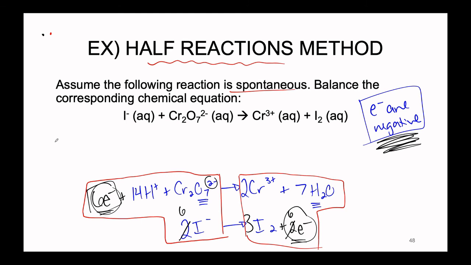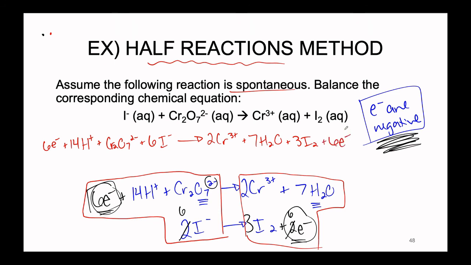So this reaction then, in other words, is 6 electrons coming together with 14 H pluses, as well as a Cr2O72 minus and 6 I minuses, in order to react together and form 2 Cr3 pluses, 7 waters, 3 I2s, as well as 6 electrons. And last but not least, if we need to reduce or alter anything because we have, let's say, spectator ions present, we can remove those now or scale things up, scale things down as necessary.